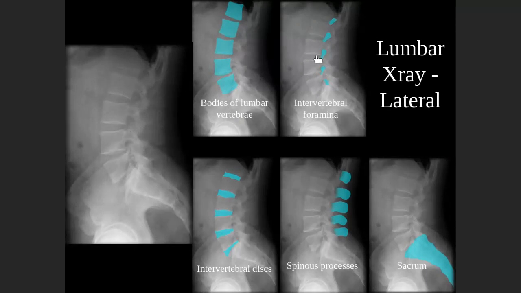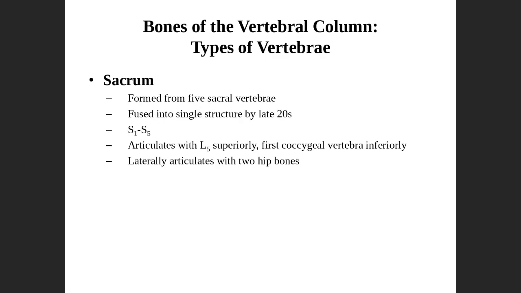You won't see cartilage very well on X-rays. You'll see bones very well, but you won't really see cartilage. So you can see here are the bodies of the lumbar vertebrae. Here are the disc spaces, and then you can see at the bottom of the L5, you can see the sacrum sitting right back down there.